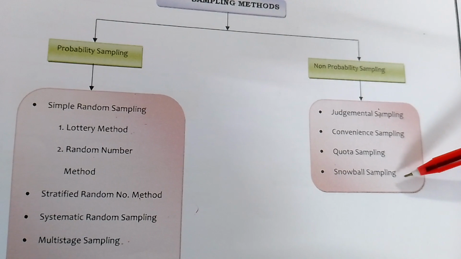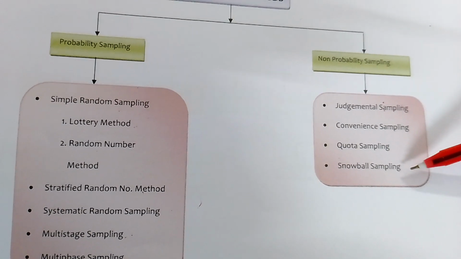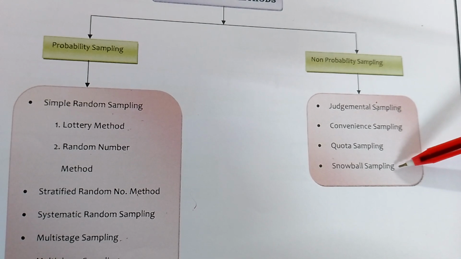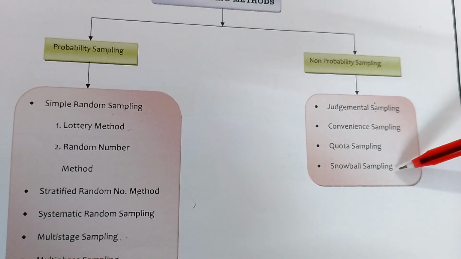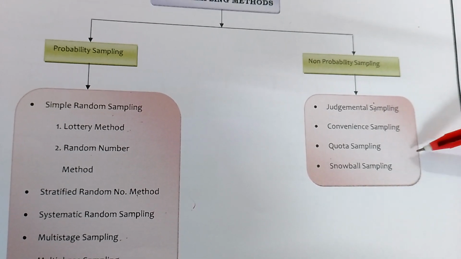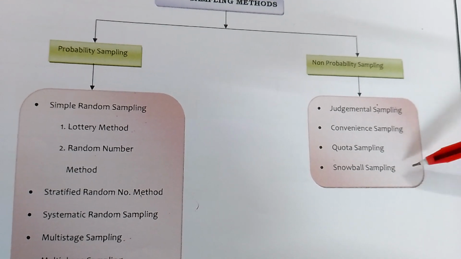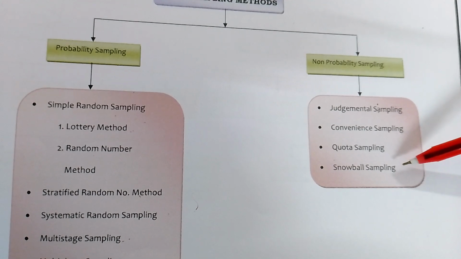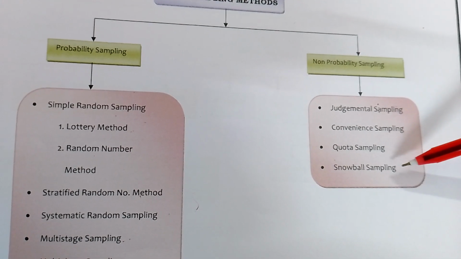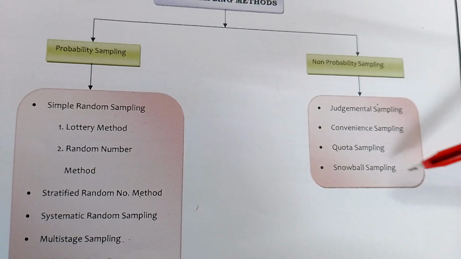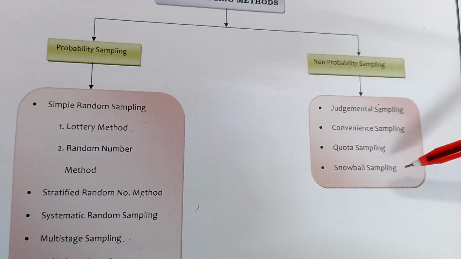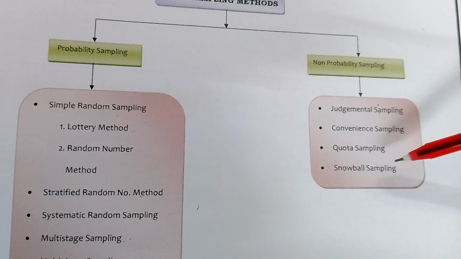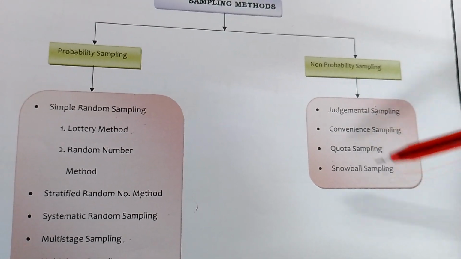Snowball sampling technique usually is used by the CB-CID to identify the culprits. For example, some mela is going on in a district. When the mela is going on, so many thieves come to the area and do chain snatching or something. The police will catch one person.